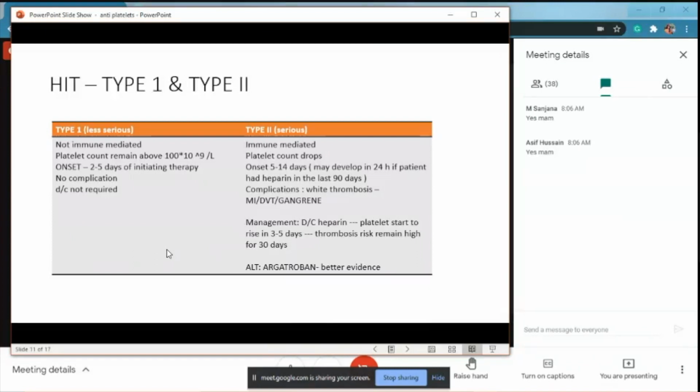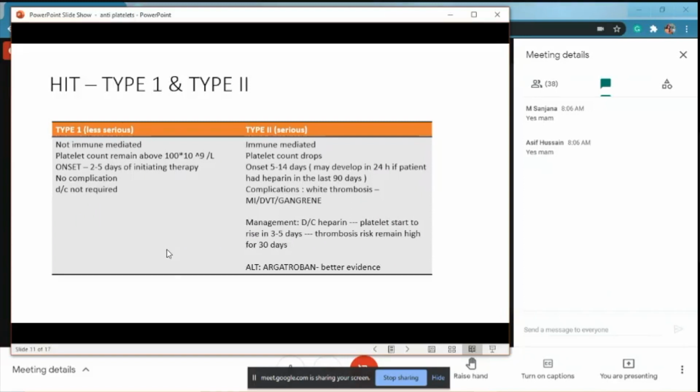All right. Now, why is it a better option? Because fondaparinux we have to avoid in patients with creatinine clearance less than 30 mL per minute. But with argatroban, we can use it even when the creatinine clearance is less than 30 mL per minute. It's also a good choice in patients on dialysis, and it maintains the patency of the dialysis line. So for all these reasons, argatroban has shown better evidence, so it's the better option as an alternative for type 2 HIT. Okay, so are we clear?